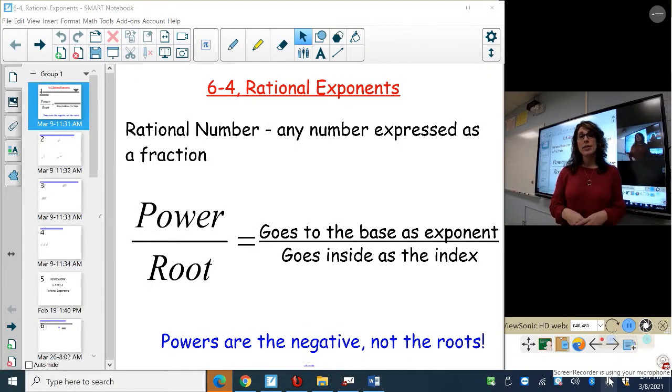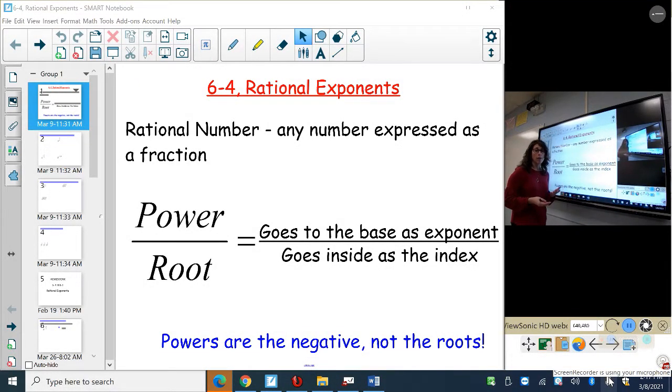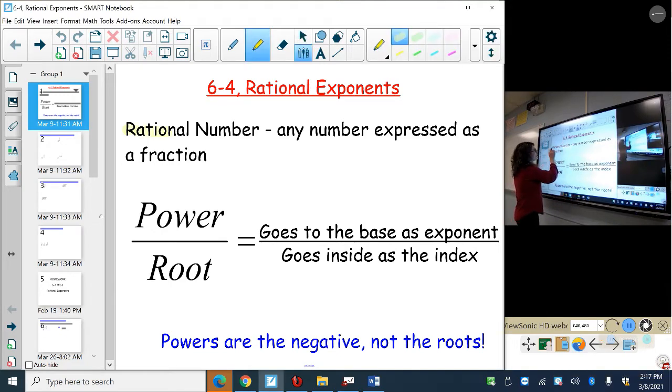Okay, today we're going to be talking about section 6.4, which is talking about variables with rational exponents. Now, a rational number is any number that can be expressed as a fraction. What we are going to constantly be saying in here is power over root. Power over root means the power goes to the base of the exponent, and the root is what's inside the check mark, which is the index.